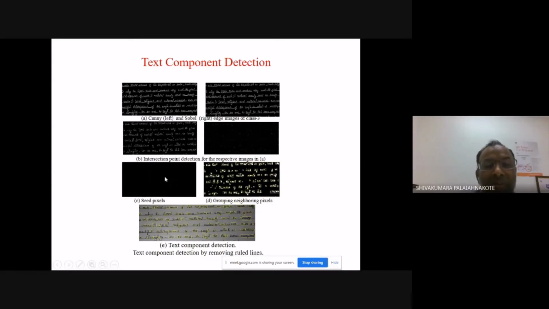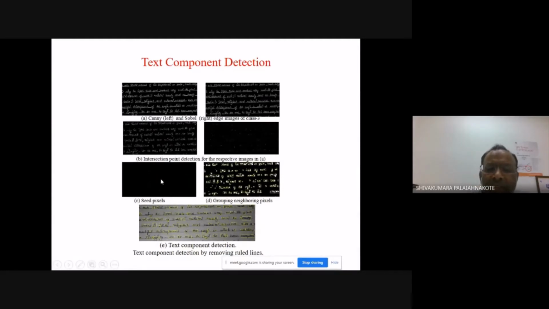When the line crosses, or because it's handwriting, when you write, it's connected, so even every character is connected and there will be intersection points. We don't want to take the lines you draw. So to remove the points which represent the line, we use a very simple step: Canny and Sobel and the intersection points. These intersection points we call the seed pixels.